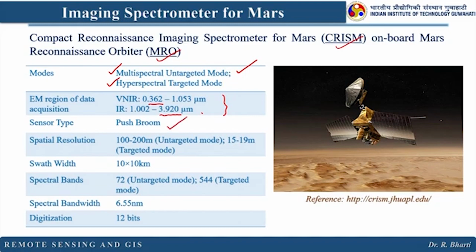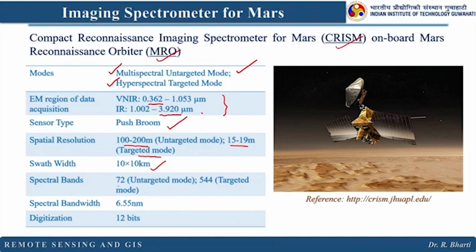I hope you remember the basics. Spatial resolution for multispectral data is 100 to 200 meter. That's why it is known as untargeted mode. Whereas in hyperspectral, which is considered as targeted mode, the spatial resolution is very good, 15 to 19 meter. Swath width is 10 by 10 kilometer. That means one scene will be of 10 by 10 kilometer.